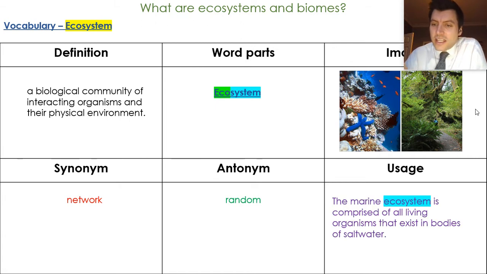All right, guys, and then the marine ecosystem. So, if we look above, the marine ecosystem is comprised of all living organisms that exist in bodies of salt water. So, we talk about marine biologists and marine life being fish life that's based in salt water. So, the marine ecosystem is comprised of all living organisms, so whether they're plant or animal, that exist in bodies of salt water. Bodies of salt water being there, like seas or oceans.